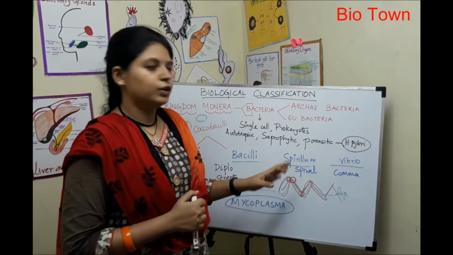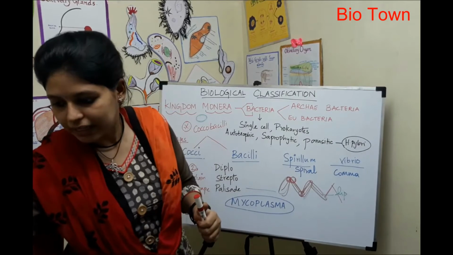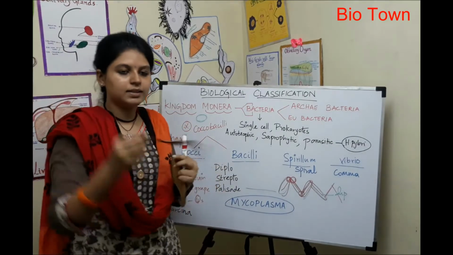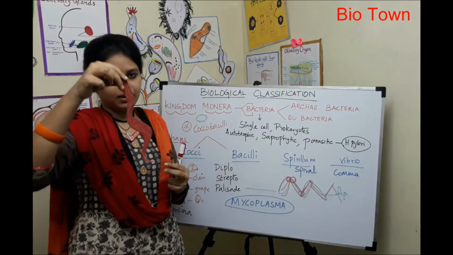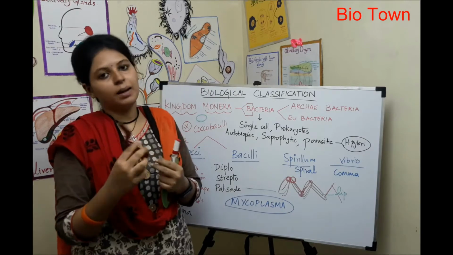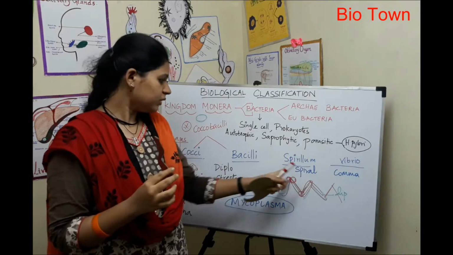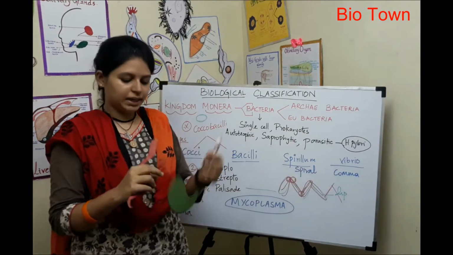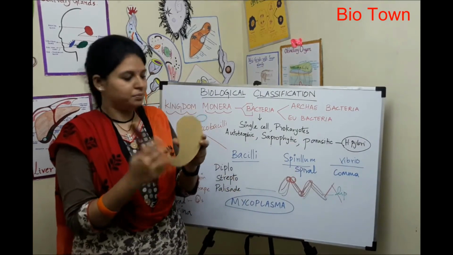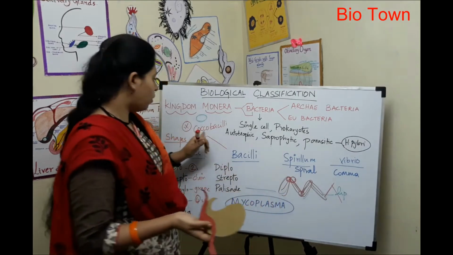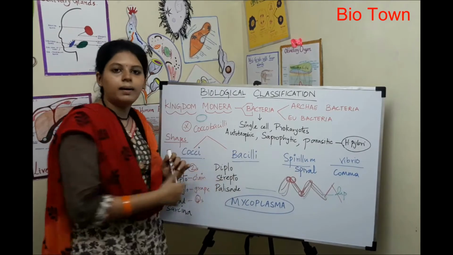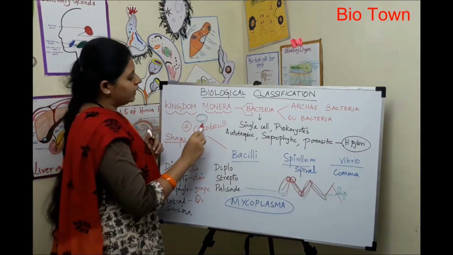Next we'll move on to spirillum. These spirilla are spiral shaped bacteria. Look at this, are they spiral shaped bacteria? Yes. Example, Treponema pallidum. Next is Vibrio, comma shaped bacteria. Vibrio cholerae. Look at them, they are comma shaped. Next is coccobacilli. Coccobacilli are neither cocci nor bacilli. They are oval in shape.